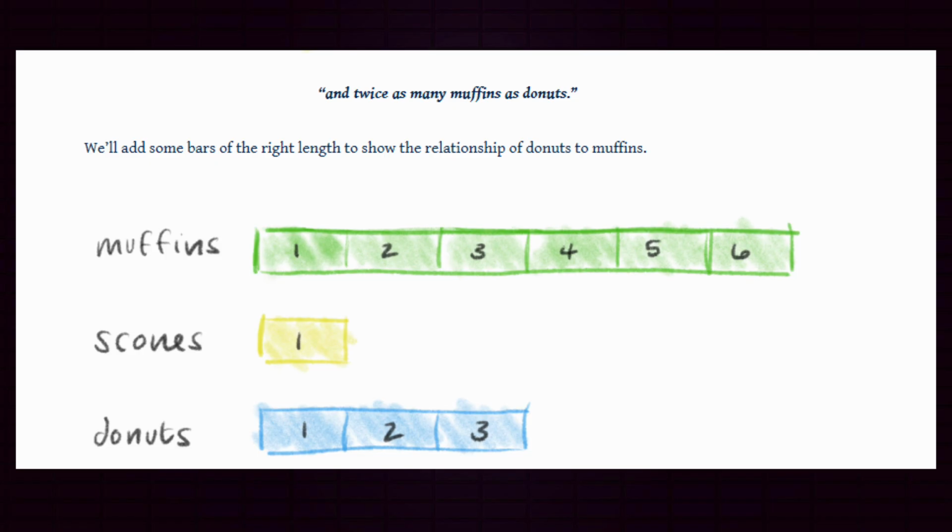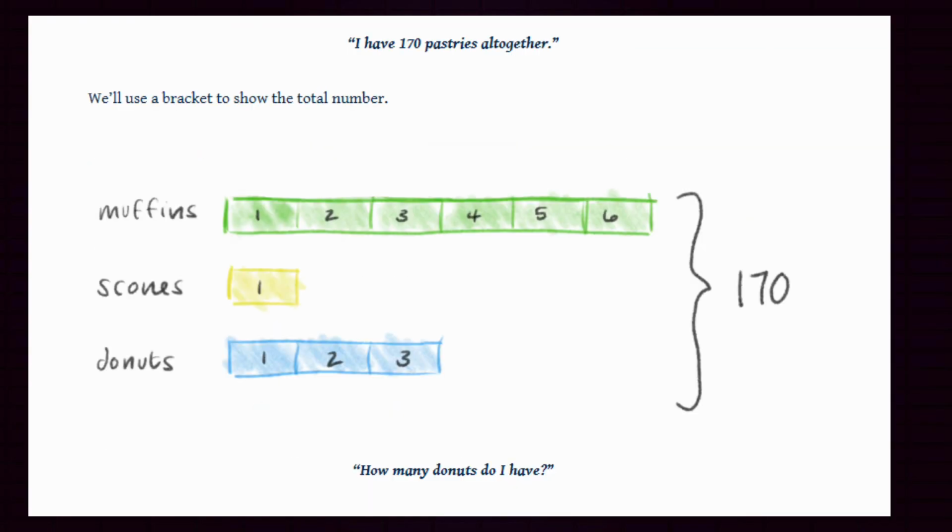There are twice as many muffins as donuts, which means there are half as many donuts as muffins. So now we can add some bars to represent the donuts. I have 170 pastries altogether. That can be represented by a bracket showing that all of those groups together are 170 pastries.